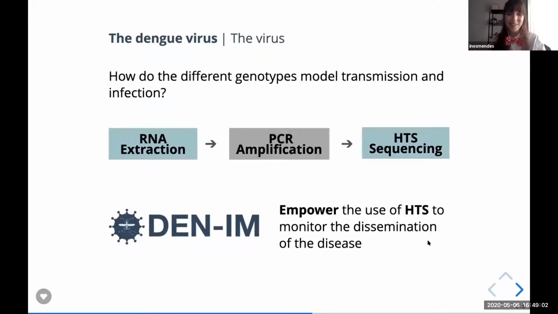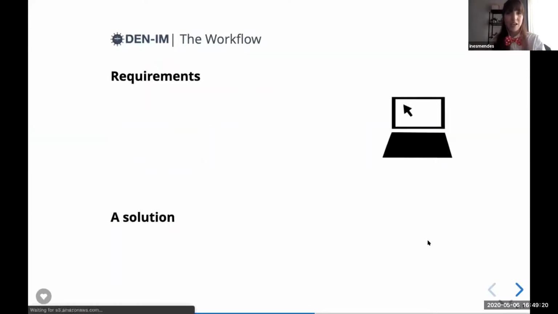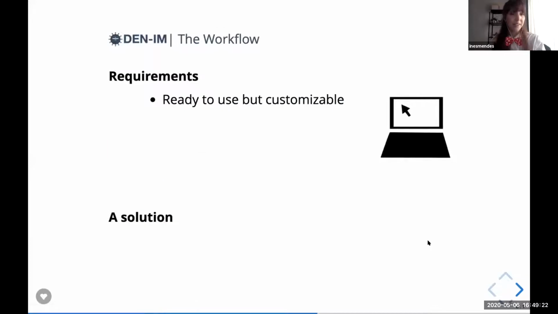But that was not the goal. So we actually wanted to empower the use of high throughput sequencing to monitor the dissemination of the disease. Our goal here is to make the detection or the identification of a serotype and genotype of a dengue sample as easy as possible. So we have a few requirements because we will be working with clinical samples.